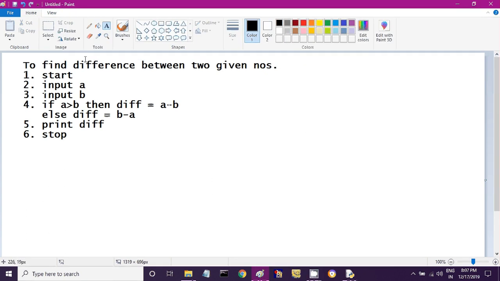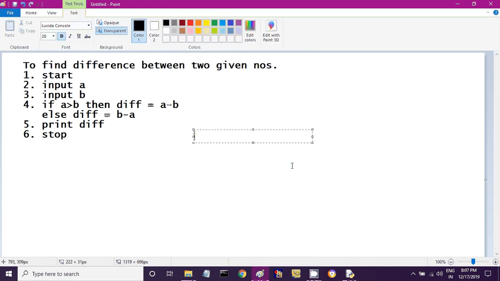So please look at step number 4 in our algorithm. Suppose I am taking A value 10 and B value 5. Now the difference is, A greater than B. If A greater than B, that means 10 greater than 5. Yes, true. Then the difference is equal to A minus B. That is 10 minus 5. So 5 is the difference.